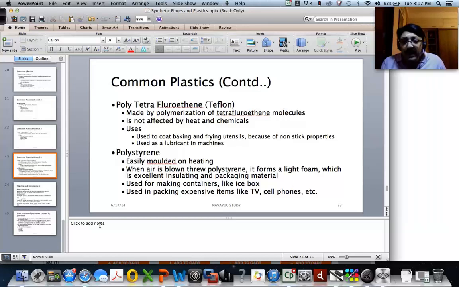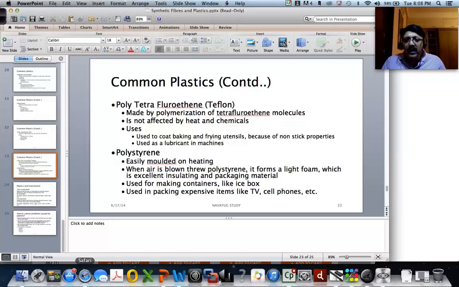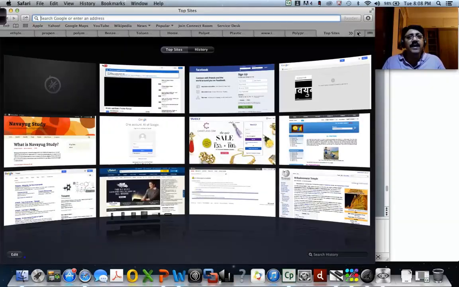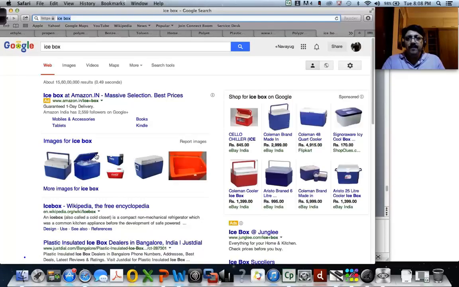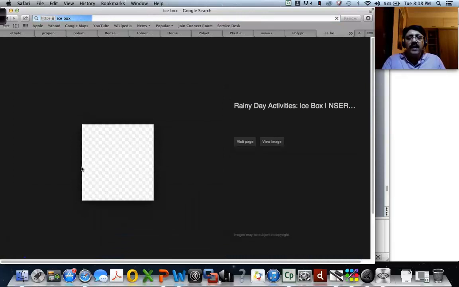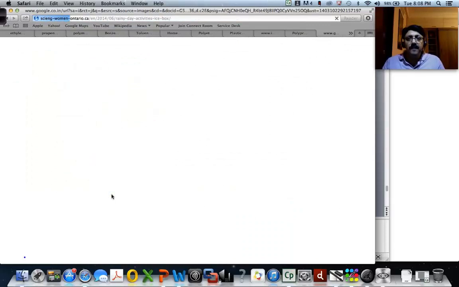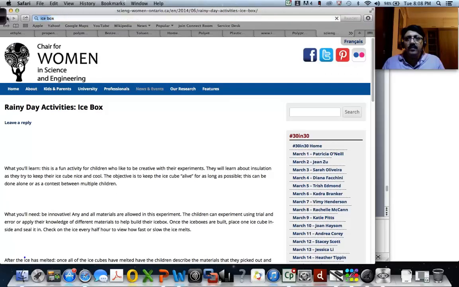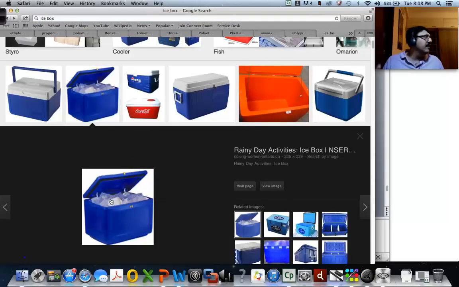It is used for packing materials, right? For packing materials, it's used, and making containers like ice box, right? I'll show you an ice box very quickly that allows you to keep ice for a long time without melting, right? Outside the fridge. So these are ice boxes, right? And these ice boxes again are made out of polystyrene. So this is an ice box. So you can see the ice can be kept inside for a long time, even though it's outside the fridge.